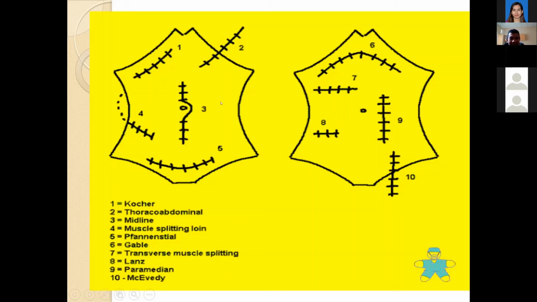Okay, number 3, I think everyone of you is familiar with midline laparotomy. Why does it go to the left lateral, curving to the left side? It's not to the right. Anybody can answer? Yes, because of the ligament, the ligamentum teres.